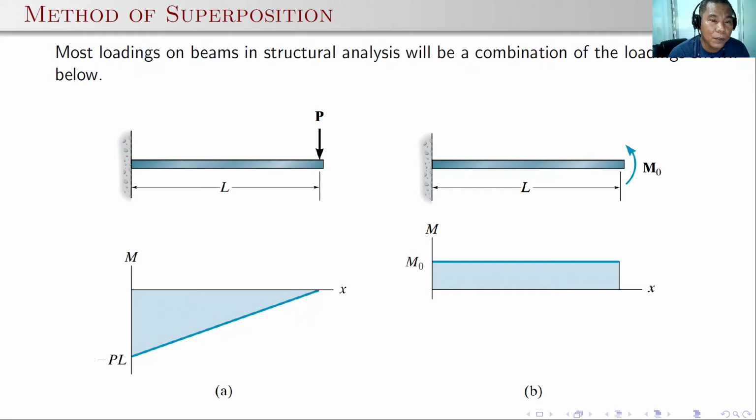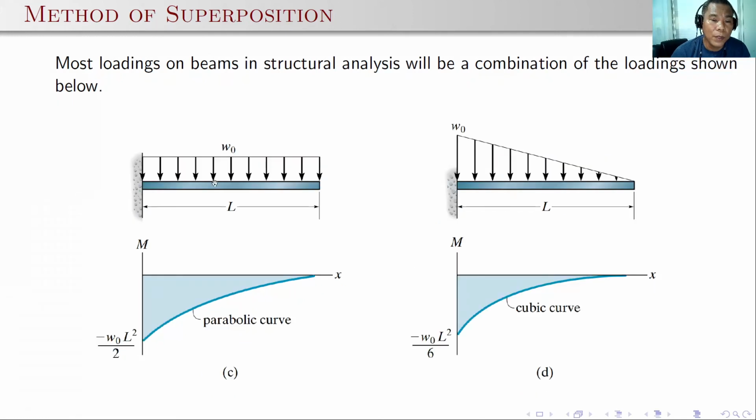So here are the most common loadings on beams in structural analysis, which are a combination of the loadings below. So these are the very simple ones, a cantilever beam with a concentrated load at the end. It will give us a moment like this, that's P times L, minus PL, or a couple M sub O, a constant moment M sub O. Also, we have a distributed load W sub O. Since this is zero slope, the shear should be first degree, and the moment is a second degree curve or a parabolic.